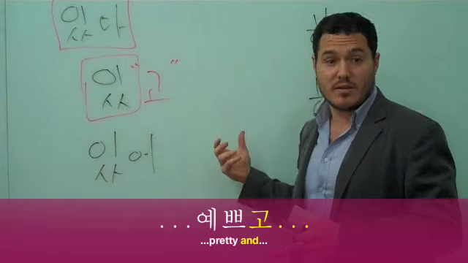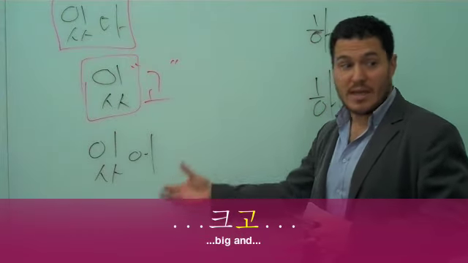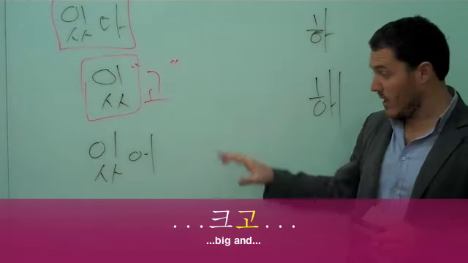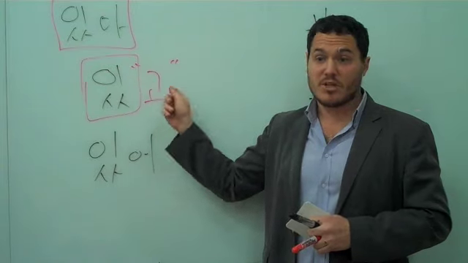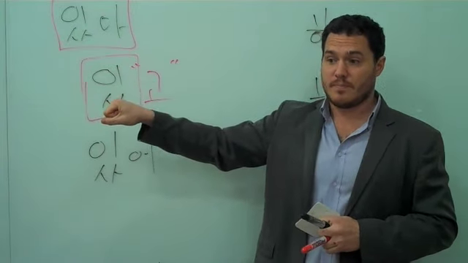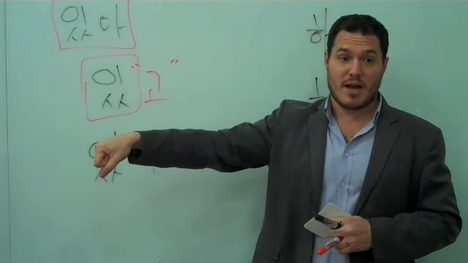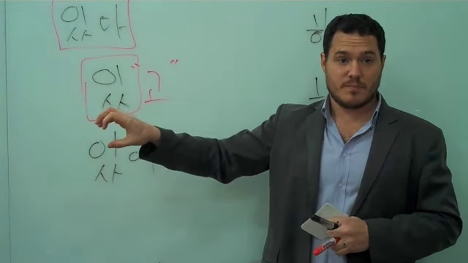Okay, pretty and, 기가 크고, big and. Okay? And you notice that I put those into their base form verbs and added go, because go will always go on the unchanged form. That's why I changed them back to their base form.